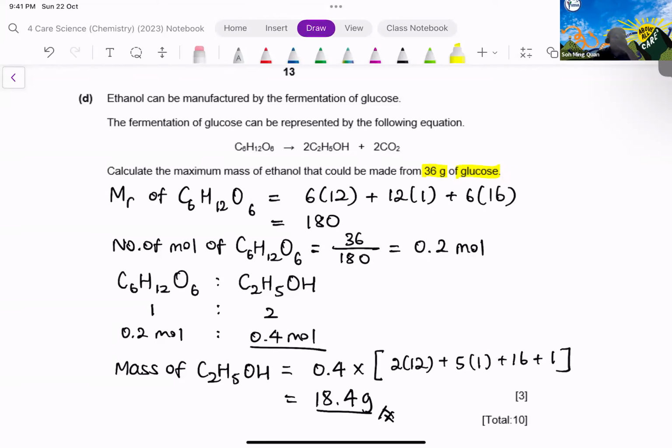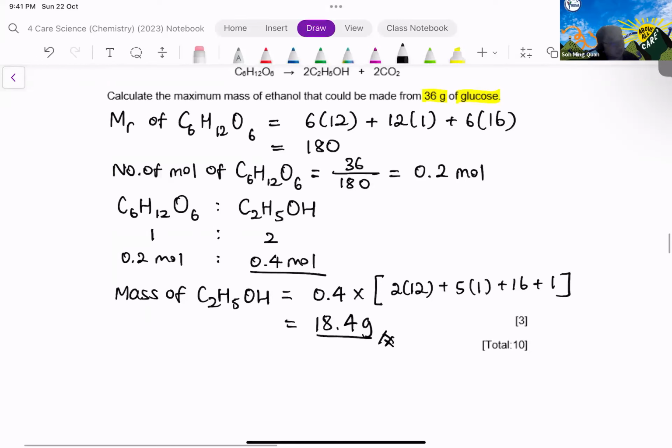After finding the number of moles of glucose, I use the mole ratio and work out that it's 0.4 moles of ethanol. Once I've worked out it is 0.4 moles of ethanol, I just have to find the mass of ethanol, which is 0.4 times the MR of ethanol, which gives me 18.4 grams. All right, so this is not the difficulty.